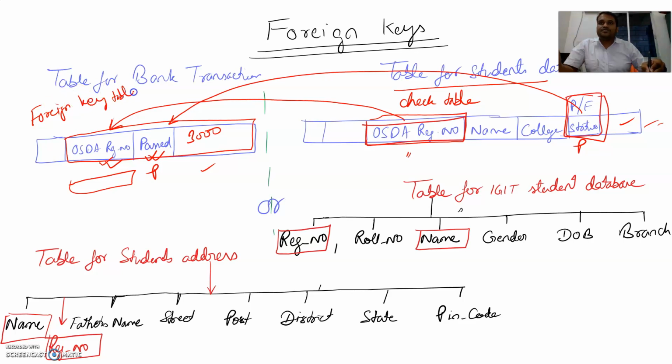This field, OSDA registration number, is in table number 2 and table number 1. In table number 2, you are not going to enter any value freely. Rather, when you enter a value, it will check against the main table. If it is matching, you are allowed to add the value there. And if you have passed, obviously those students who passed will have their values available over here, and it is automatically prompted that they have passed. So this is how foreign keys are decided and foreign key tables are formed.